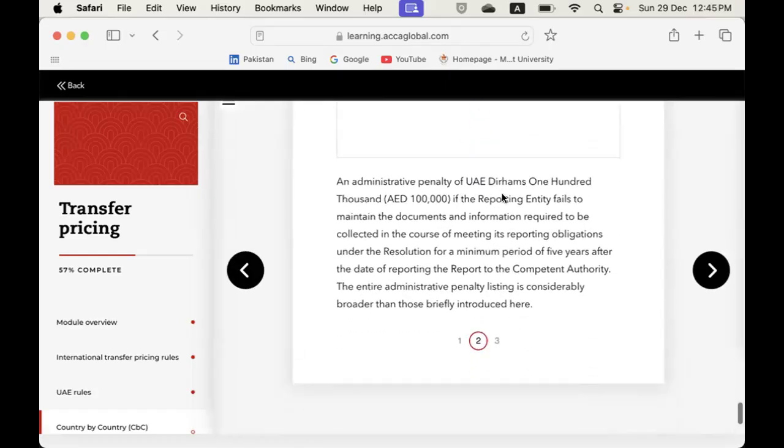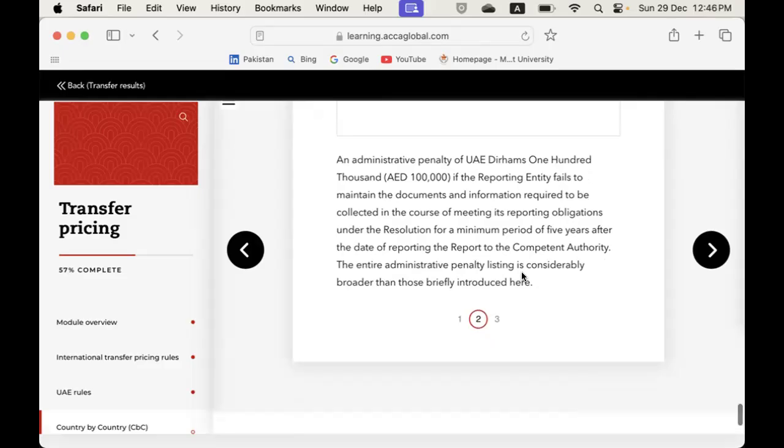An administrative penalty of UAE dirhams 100,000 applies if the reporting entity fails to maintain the documents and information required to be collected in the course of meeting its reporting obligations under this resolution for a minimum period of 5 years. So, if you fail to maintain the record for 5 years, 100,000 dirhams penalty, after the date of the reporting, the report to the competent authority.